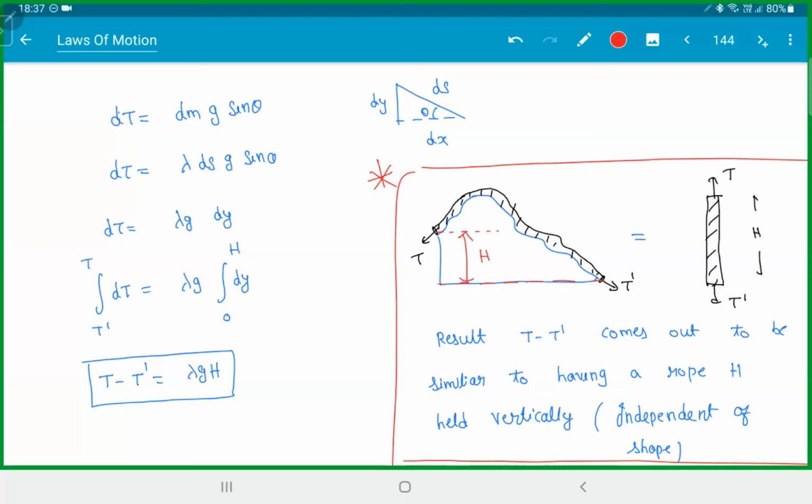So now if this was accelerating, then we'll get mass into acceleration, and I need the length of this curve.